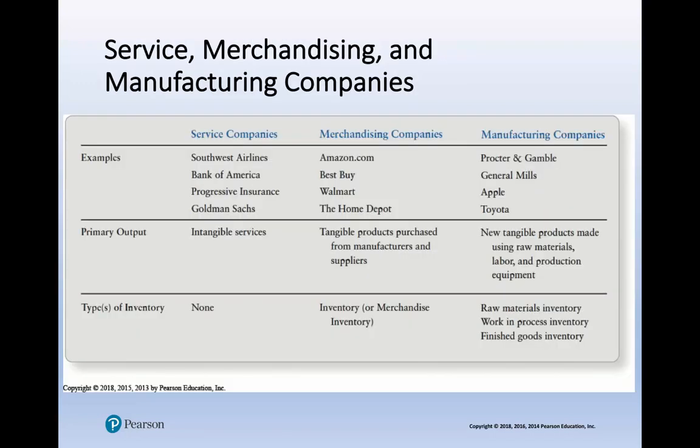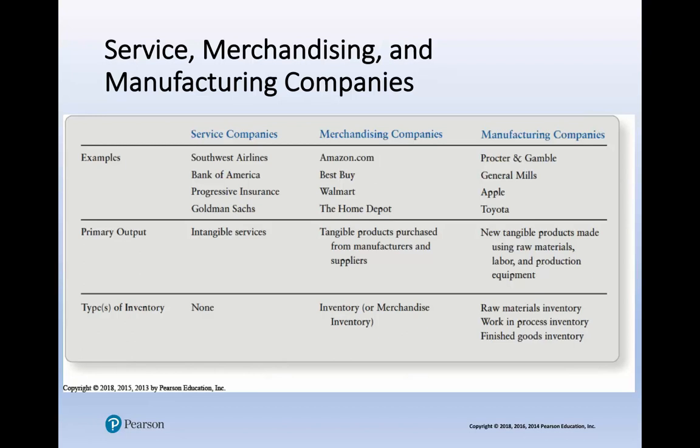So here we have, and this is a really good slide, I would suggest saving it or starring it in your notes. It'll help out with one of the problems in your homework. We can see here it really gives you a breakdown. We have our service companies with some examples, and you can see airlines, banking, insurance, investing. All types of businesses that we are getting a service from. We're not buying anything tangible from them.